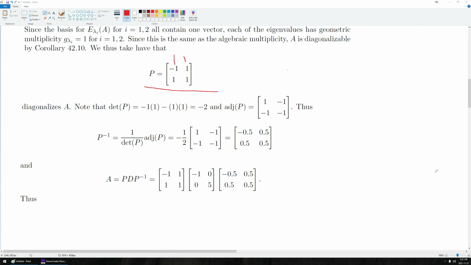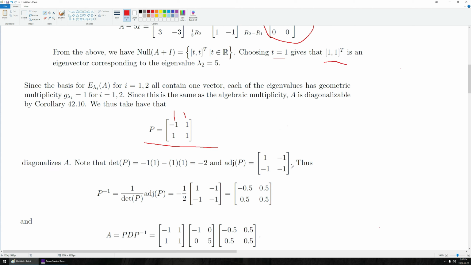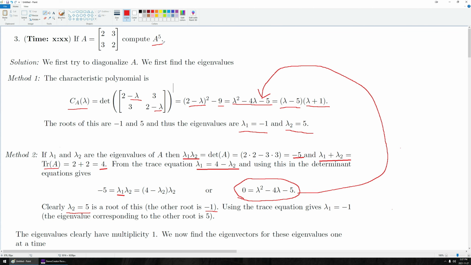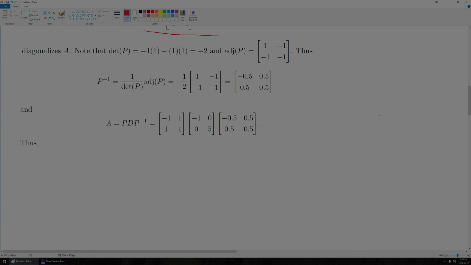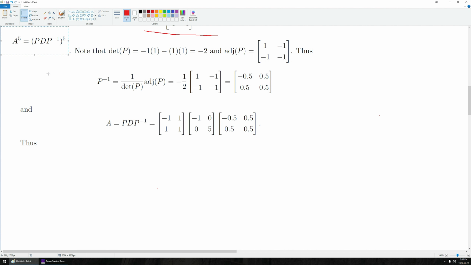Okay, so now I've diagonalized A, but how does that help me compute A to the 5th? Well, let's just kind of examine this for a second. So A to the 5th, that's going to be the same thing as P times D times P inverse to the 5th.